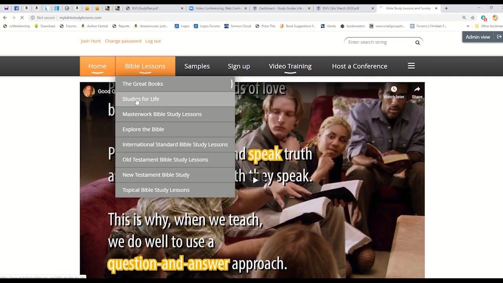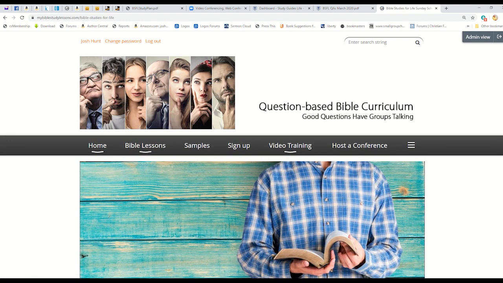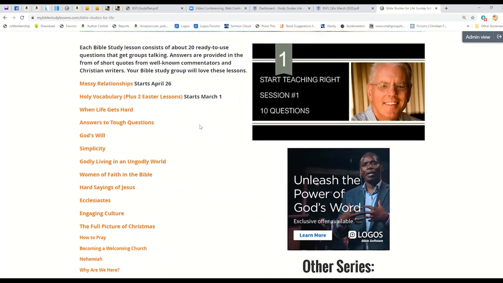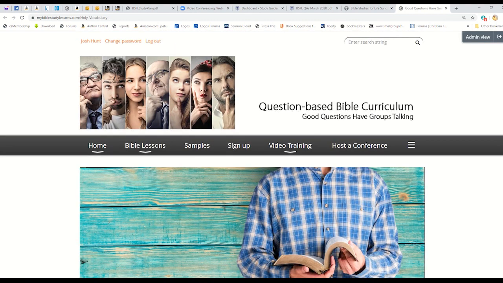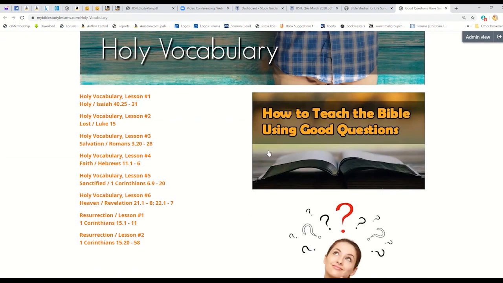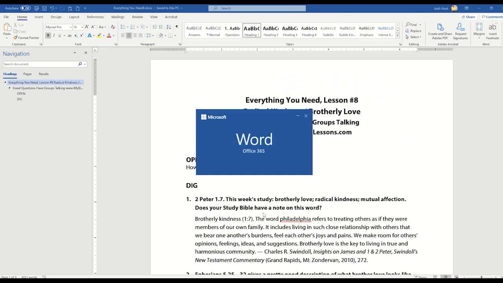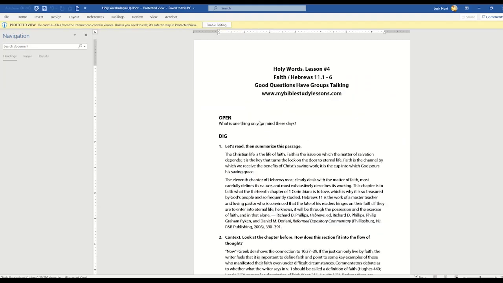But at any rate, we look at the Bible Studies for Life lessons, work our way down. I usually stay about one quarter ahead, but this is the quarter we're in right now. It starts on March 1st, and the one we would be in would be this one again on faith. Hebrews 11:1-6 happens to be one of my all-time favorite passages, by the way. And we'd open that and we get a Word document. And the nice thing about a Word document is you can edit this to your little heart's content.